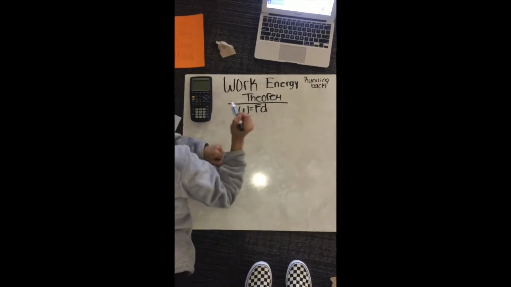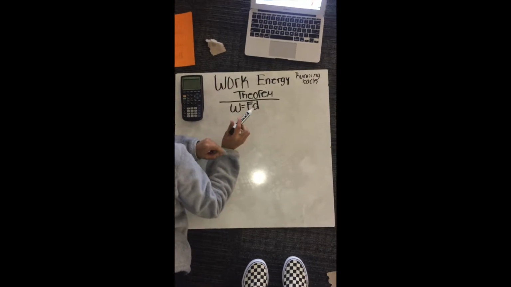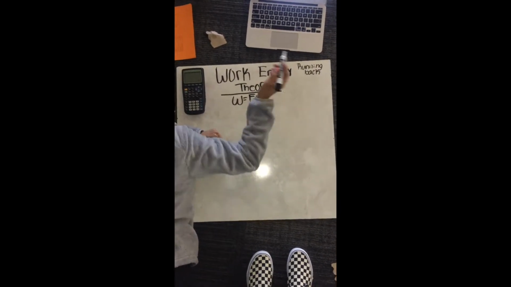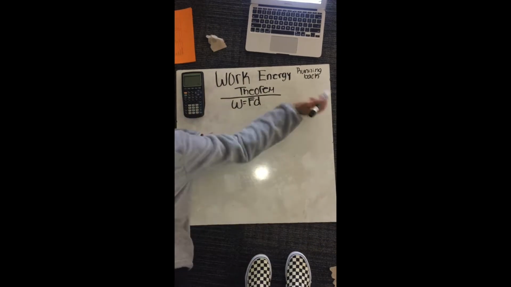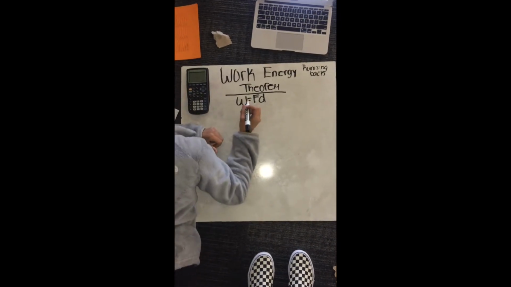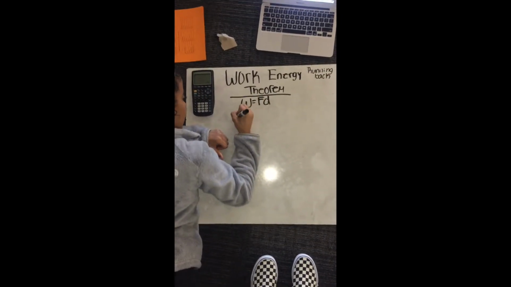In order to find the work energy theorem, you have to use the formula work equals force times distance. And so we're going to plug in our kinetic energy for the running back for work, which was a big word.